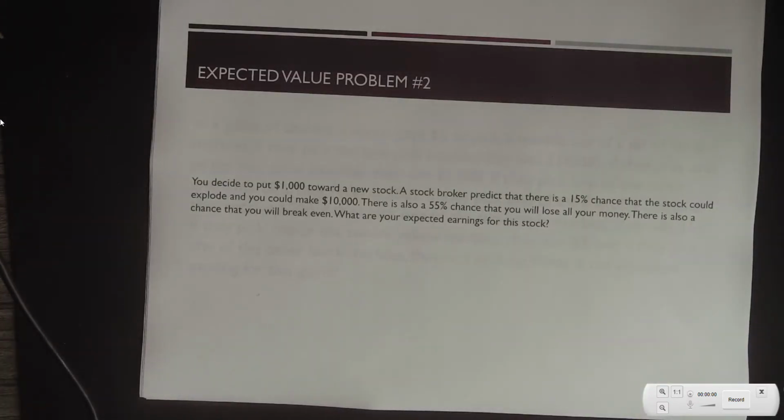So you decide to put $1,000 towards a new stock. The stockbroker predicts that there is a 15% chance that the stock could explode and you could make $10,000. There's also a 55% chance that you will lose all your money. There's also a chance that you will break even. What are the expected earnings of this stock?